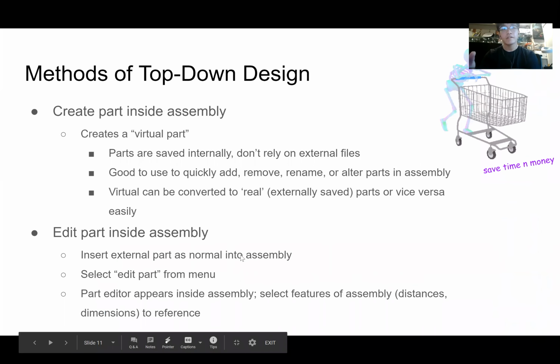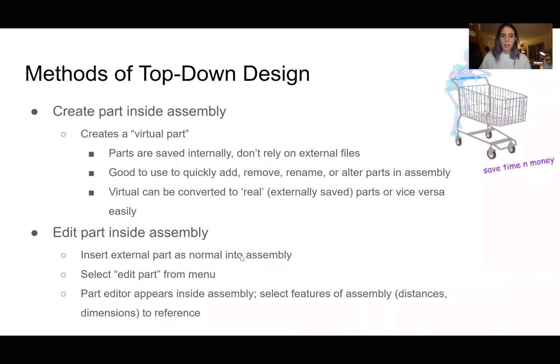Okay, so here's a little bit more technical how you would do this in SolidWorks. So the two most popular or easiest ways to do it is either creating a part inside an assembly or editing a part inside an assembly. When you create a part inside an assembly, it's a very easy option to just go to insert components and add a new part instead of importing an existing part. What that does is it creates what's called a virtual part. So it can be edited inside the assembly as if it was its own part file, but it's saved entirely within that assembly. It doesn't have an external file it's linked to.